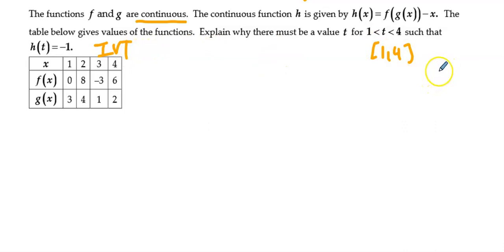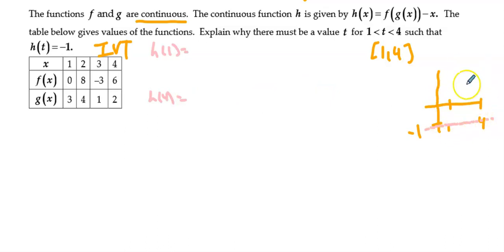So what does this actually mean visually? If you look at 1 and you look at 4, you're going to have some function here, and it's going to cross -1. Another way I explain this to my students is that when you plug h of 1 into your function and you plug in h of 4, I'm going to tell you right now, one value is going to be above this line and one value is going to be below this line. That's really all it is.